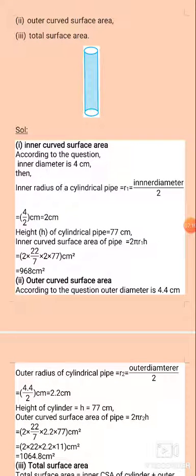Okay, 7 and 77 cancel, 11. Now when you multiply it, 1064.8 centimeter square is the outer curved surface area. Now the next one is what?